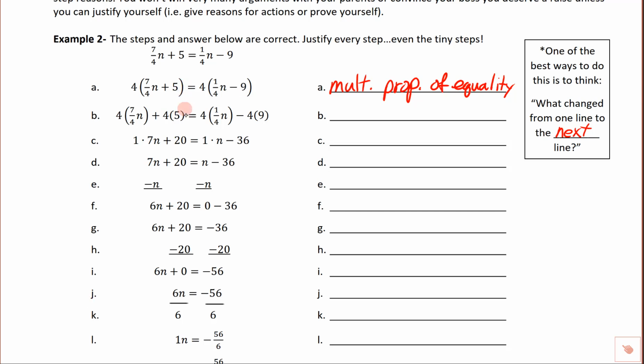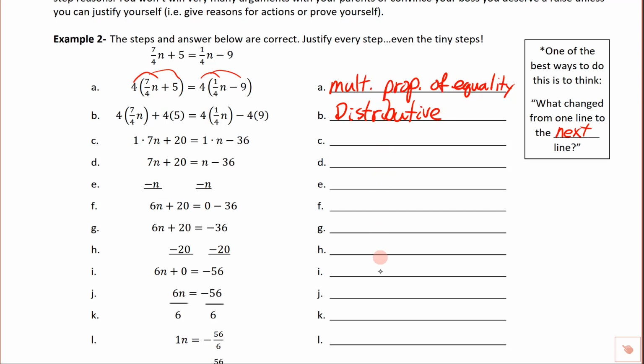Now, what happened from this line to the next line? Again, that's the best way to kind of think of this. What changed from this line to this line right here? Well, you'll notice what happened is we've got a 4 times the 7/4 n and a 4 times the 5. So basically what they did is this on both sides. So we're just going to write down, hey, what they did is they did the distributive property. Distributive. So we'll just write distributive there and we're all set to go.